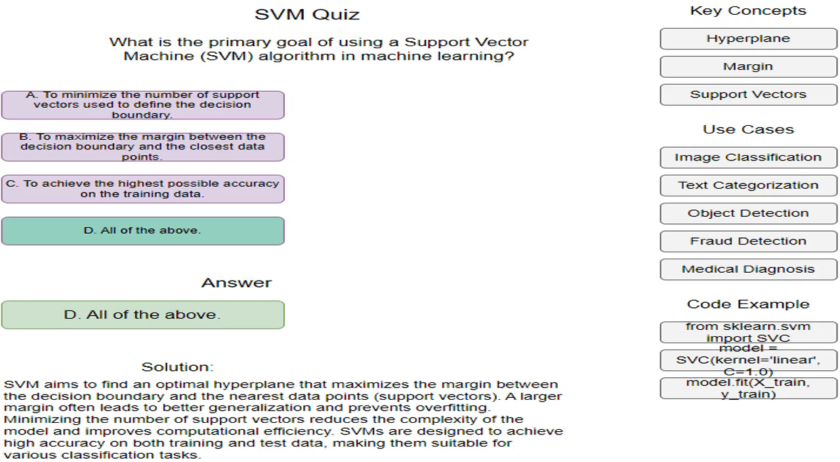This statement is correct. Minimizing the number of support vectors reduces the model's complexity, leading to improved computational efficiency and better generalization. In simpler terms, fewer support vectors mean less data needs to be considered during prediction, making the model faster. Support vectors.